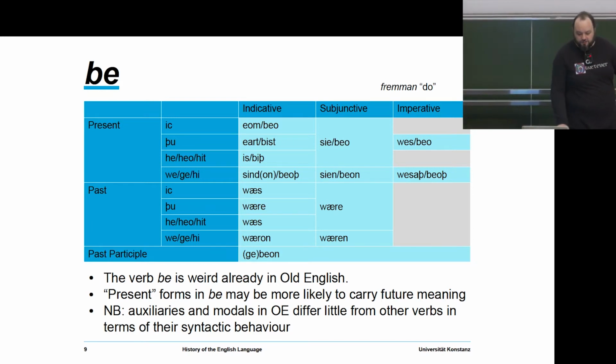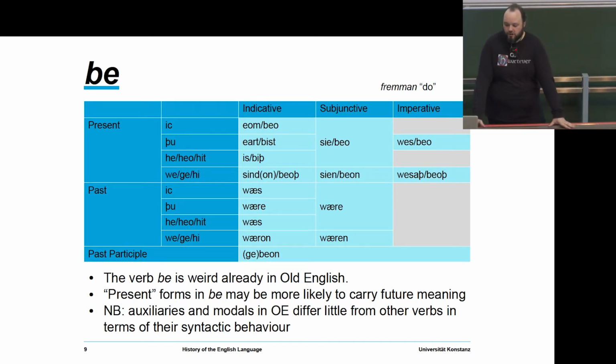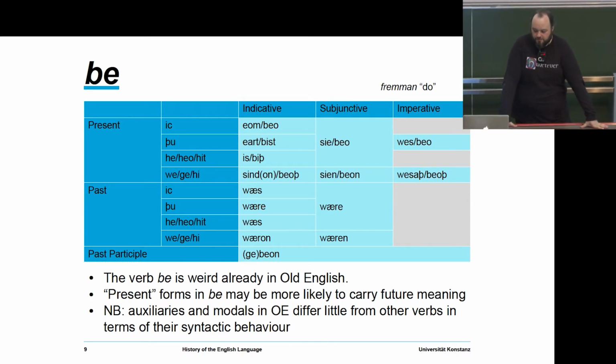So in the past tense, you've got ich was, I was, he was, he was, du were, so you were, we waren. These was and were just look like was and were in present-day English. Some of the forms elsewhere in the table look a bit weirder, especially in the present tense.